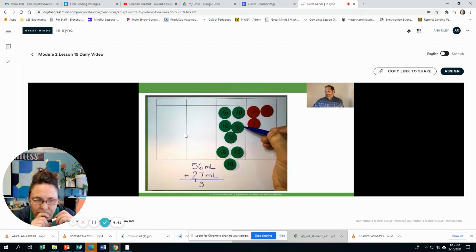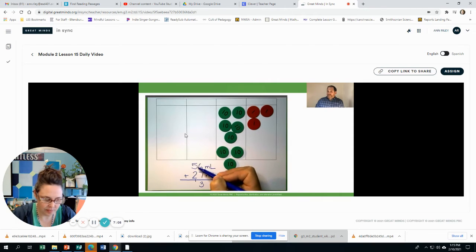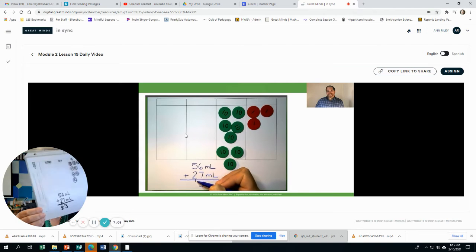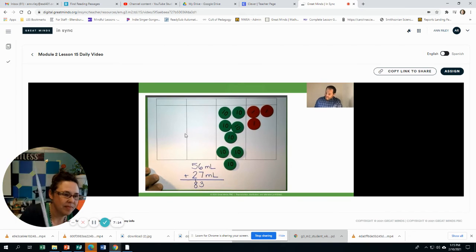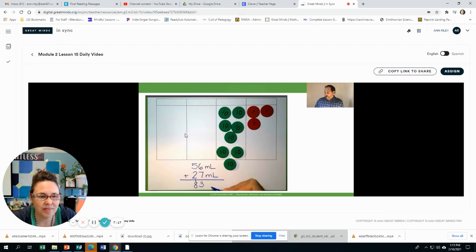What is 5 tens plus 2 tens plus 1 ten? That's right, 8 tens. Well, we can show this work in our workspace as well on our algorithm. 5 tens plus 2 tens plus 1 ten is, that's right, 8 tens. And what unit goes with our answer here? You got it, milliliters. So we know that the sum of 56 milliliters and 27 milliliters is 83 milliliters.